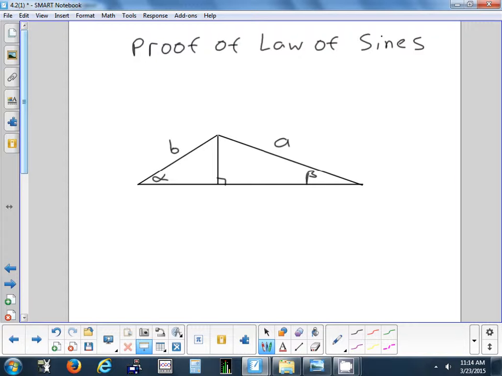But I've got a triangle. Don't label anything more than I've labeled. Okay, I've got a and b for sides. Put a across from alpha. Put b across from beta. And then draw in that altitude. Okay, draw in the height from the top, perpendicular to the bottom.